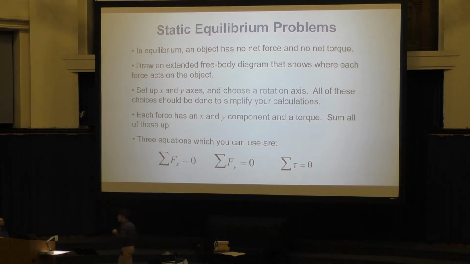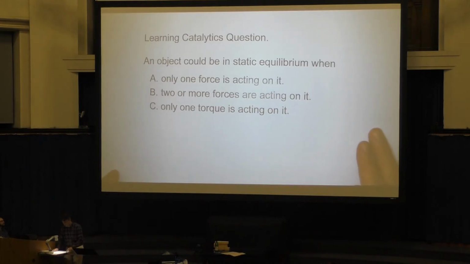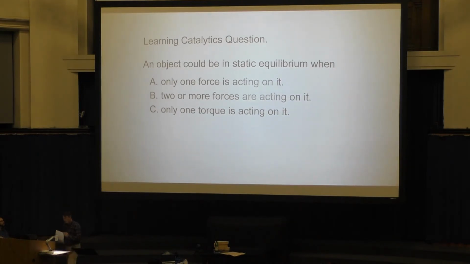So we've got it. Let's do a Learning Catalytics question. An object could be in static equilibrium when A, only one force is acting on it, B, two or more forces are acting on it, or C, only one torque is acting on it. Only one of these is correct. I'll give you 1 minute.